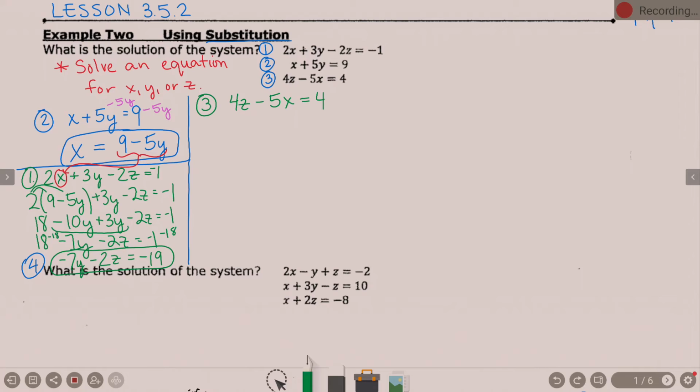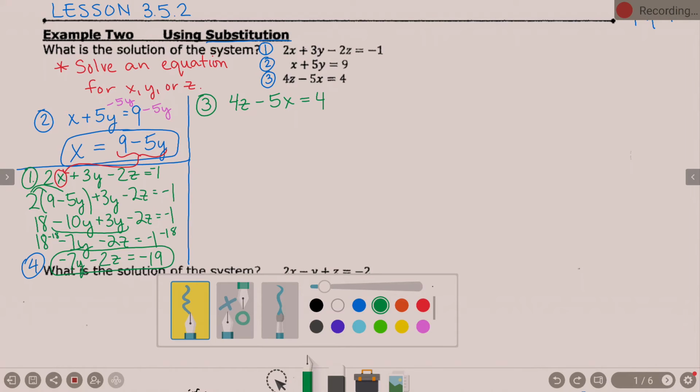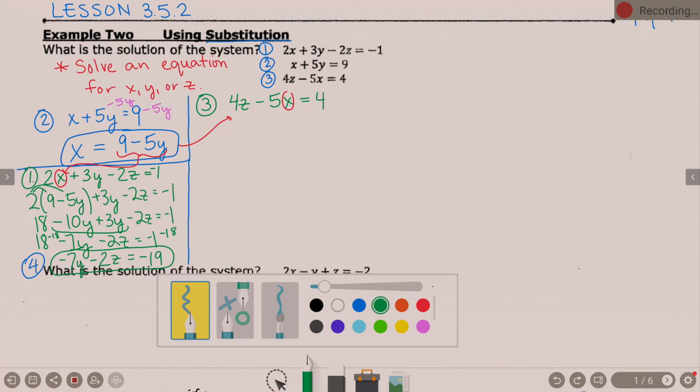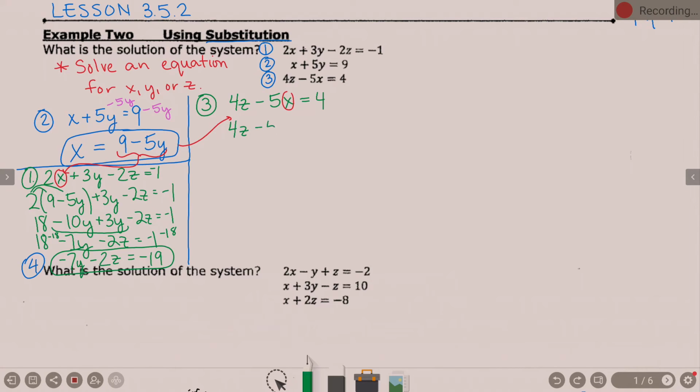Every place I see an x, what are we going to replace it with? 9 minus 5y. So, we're still going to have 4z minus 5 times, what's x? 9 minus 5y equals 4.